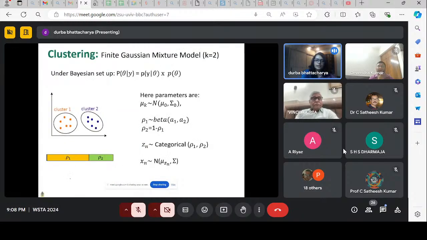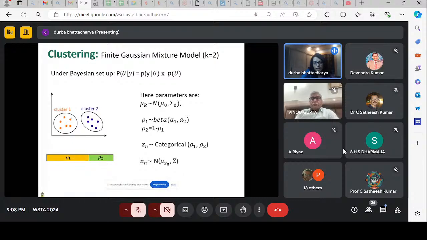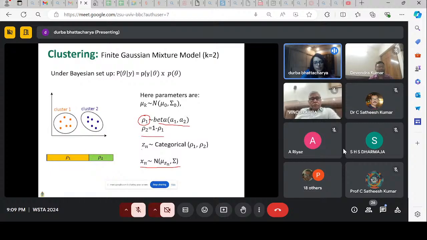To start with, we consider the finite Gaussian mixture model. We can see the problem of clustering. Suppose we have two clusters and the data is generated according to a bivariate normal model, where Zn is the categorical variable. So there are two clusters, and we don't know which cluster each observation comes from. So we need some idea about the proportion of observations coming from both clusters. So we can have a categorical distribution over rho 1 and rho 2, where rho 1 is generated according to Beta(A1, A2), and rho 2 is 1 minus rho 1. And the clusters are defined by the means mu k. So these are the parameters, mu 1 and mu 2. So mu k is assumed to be normal with parameters mu 0 and sigma 0. So this is a typical problem of finite mixture models.